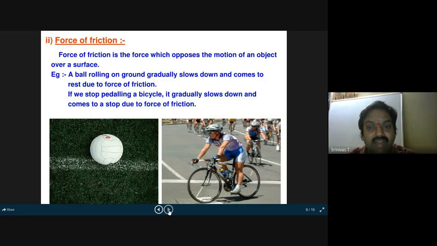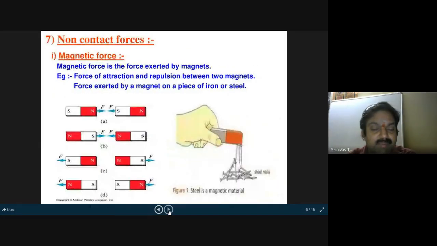Next you can observe some non-contact forces, as I just mentioned. Magnetic force is one of the main forces, like force of attraction or repulsion that exists between poles of magnets. Like you can see, force is exerted by a magnet on a piece of iron and steel.